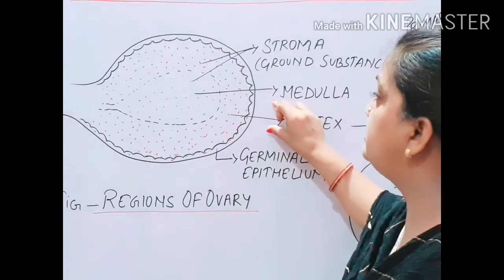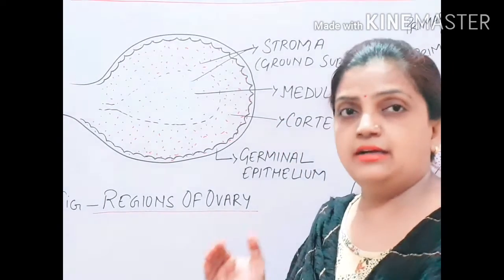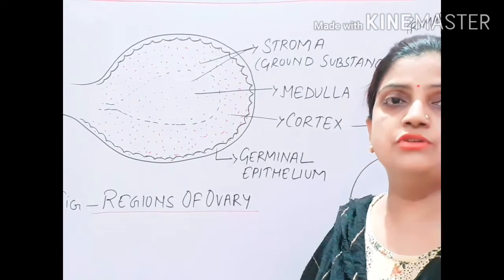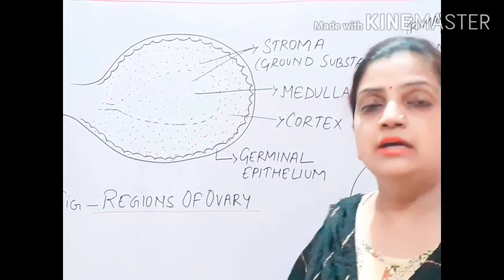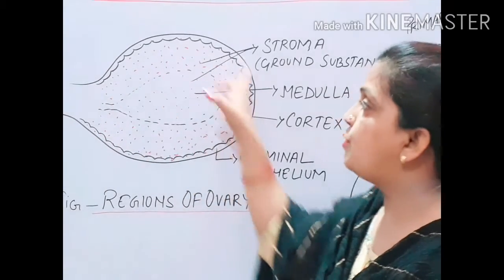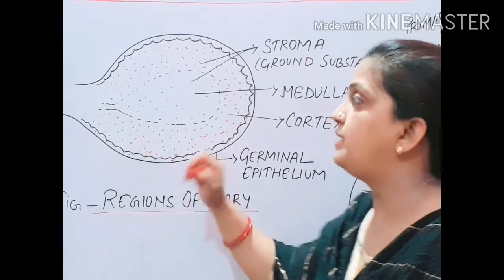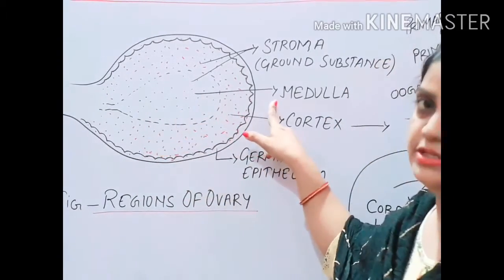You have studied these terms in the structure of the kidney, that the outer part of the kidney is cortex and the middle portion of the kidney is medulla. The same names are used here also: the outer portion of the ovary is cortex and the middle, inner portion of the ovary is medulla.